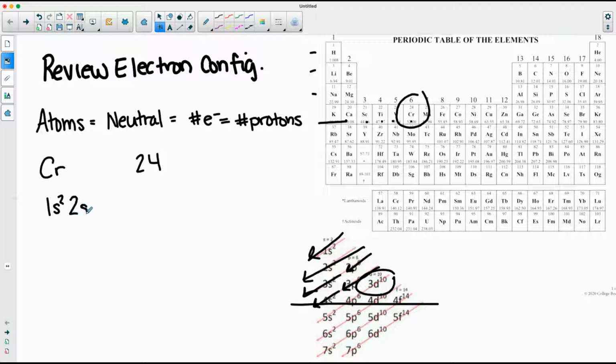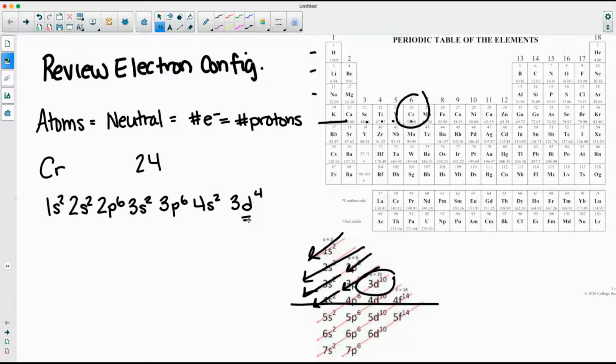1s2, 2s2, 2p6, 3s2, 3p6, 4s2. That gets us to 2, 4, 10, 12, 18, 19, 20. 3d4 gets us to 24.